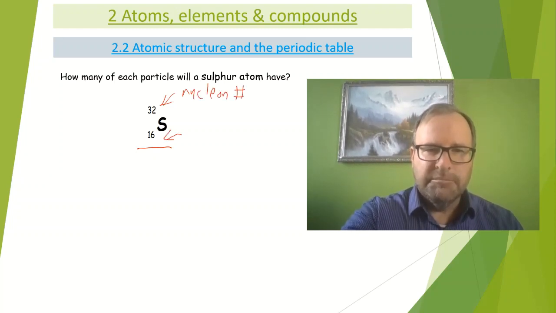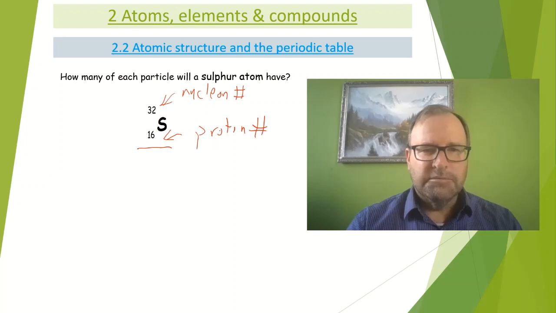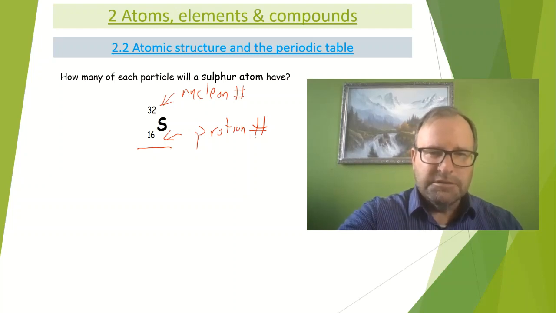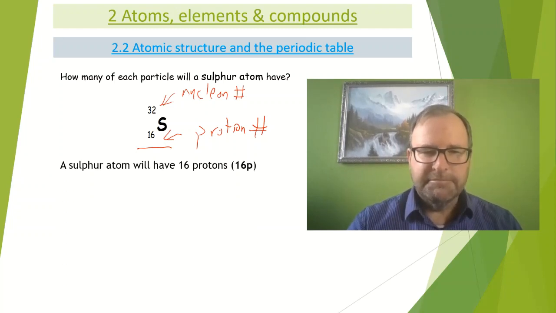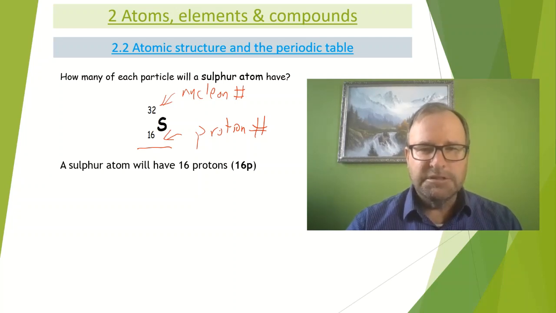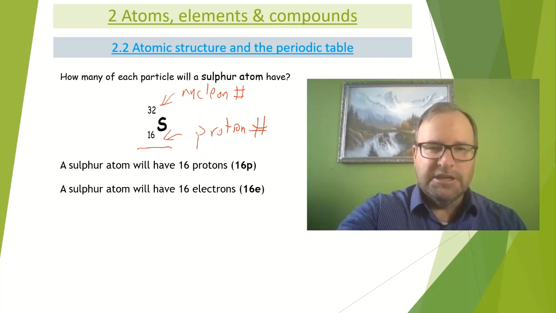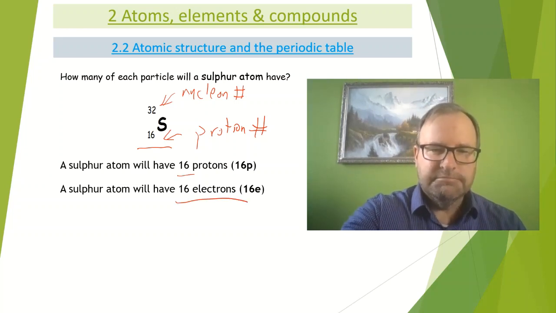And the proton number down here, the smaller number, is 16. So what do you think is the number of protons, neutrons, and electrons? Let's see. A sulfur atom will have 16 protons as per definition. Remember, the number of protons is equal to the number of electrons for a neutral atom. A sulfur atom will have 16 electrons as per that definition.